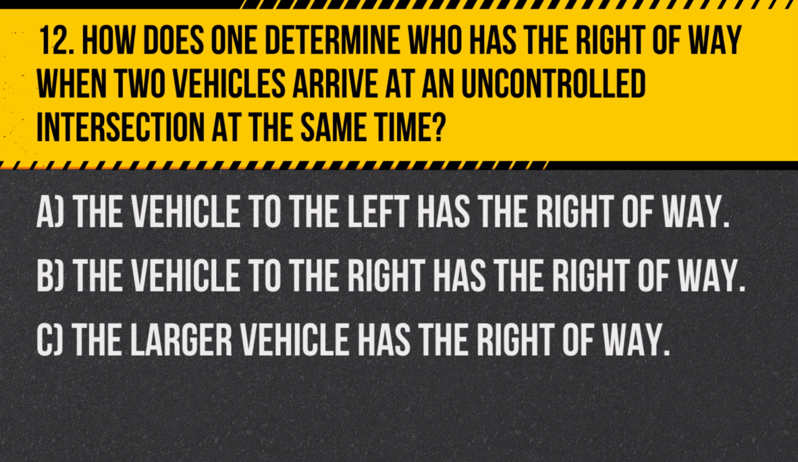A. The vehicle to the left has the right of way. B. The vehicle to the right has the right of way. C. The larger vehicle has the right of way. Answer: B. The vehicle to the right has the right of way. This rule helps prevent confusion and collisions at intersections without traffic signals or signs.